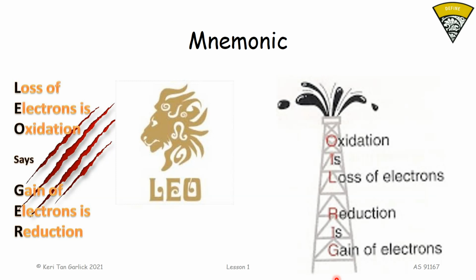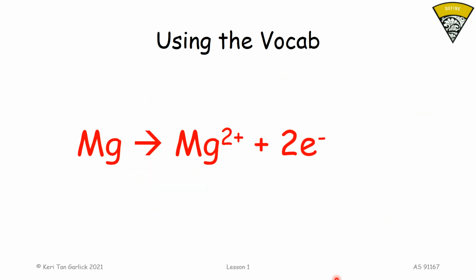The other one that I see people use is OIL RIG. So oil, oxidation is loss of electrons, reduction is gain of electrons. So any of those two mnemonics, that'll help you remember your terminology.